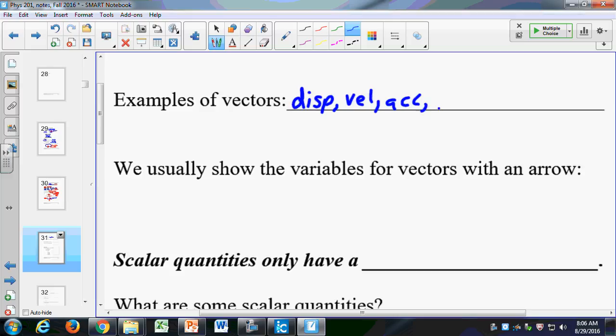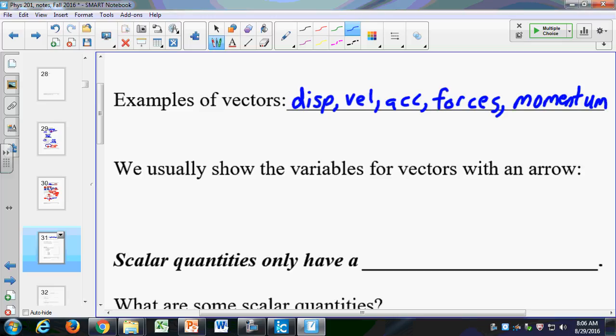But also forces. What's another example? Oh, momentum, which we'll see in chapter 6, I think. Chapter 6.